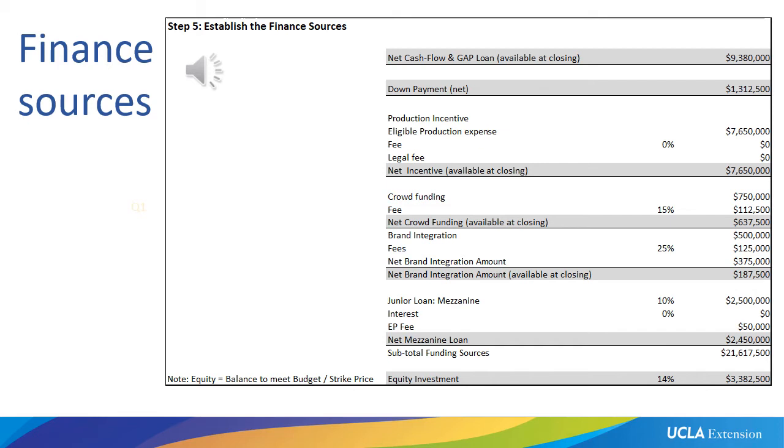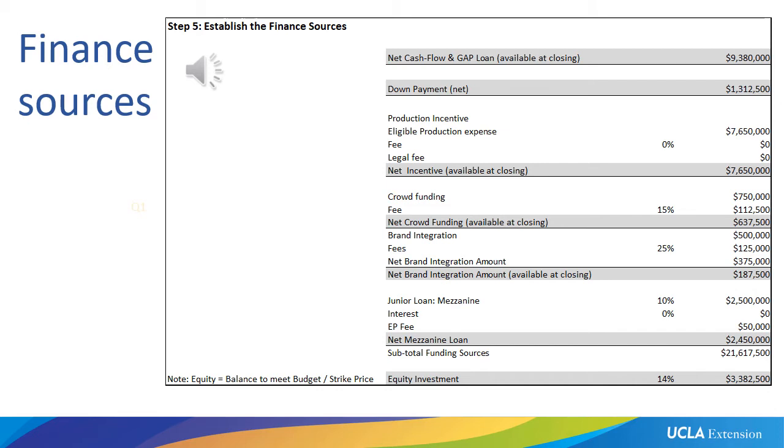That's a cash investment. That's a monetary investment. That's not an in-kind service. The fee that we're being charged, the admin fee, is 15% of that, so $112,500 are being deducted. This leaves us with $637,500 available for us at closing.